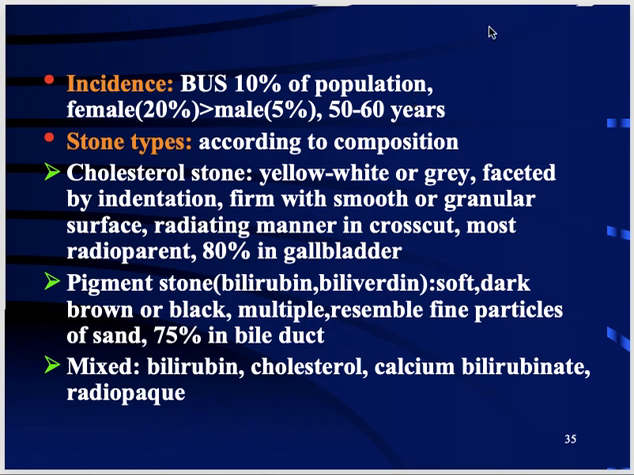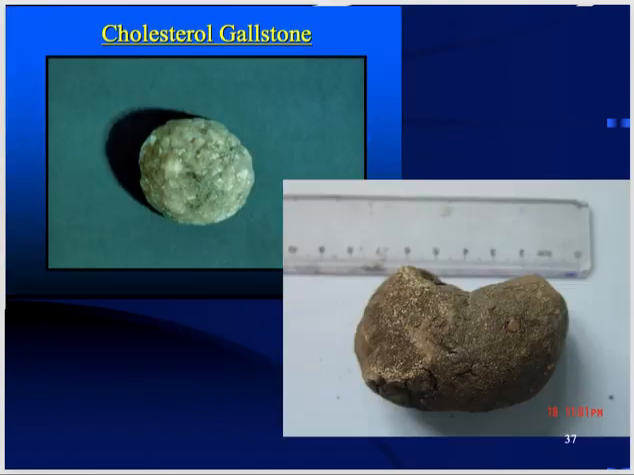And you can see over here the stone type. It could be cholesterol stone, it could be pigment stone, it could be mixed. Pigment, of course, is bilirubin and biliverdin. Okay, and cholesterol stones are yellow, white, or gray in color, and they have indentation on them. They are firm with a smooth or regular surface. Okay, so I will show you how gallstones look. So cholelithiasis or gallstones. See, this is one of the gallstones.